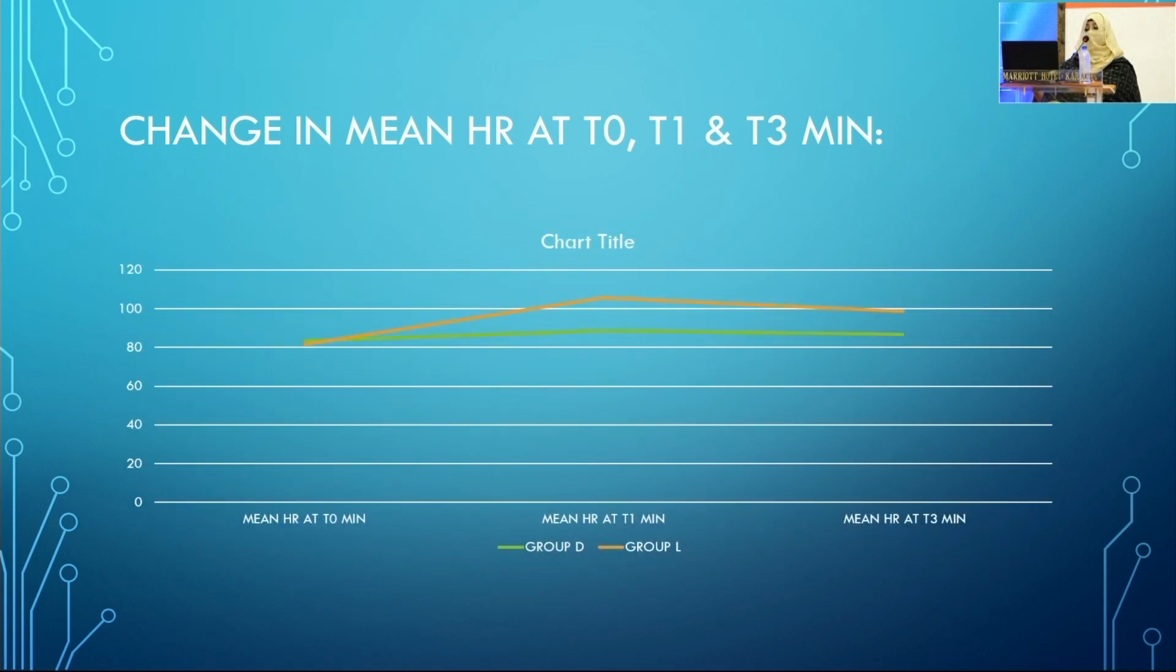So you can see in this chart the change in heart rate. The dexmedetomidine group almost has a straight line. So there are no hemodynamic changes with respect to heart rate. The patients remain at the same static heart rate in the dexmedetomidine group.